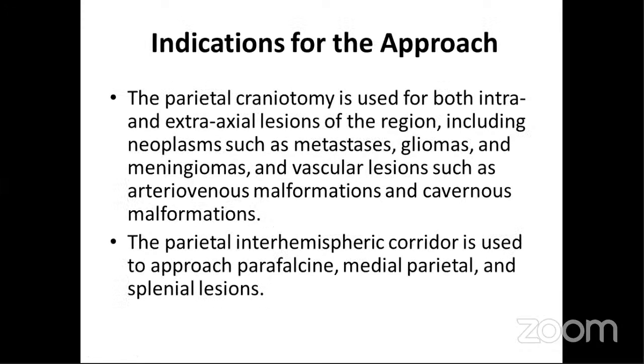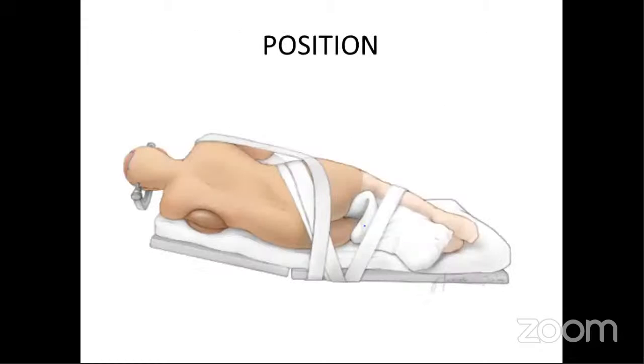So indication, as you all know, is any extra-axial and intra-axial lesion, most commonly neoplasms like meningioma, parasagittal meningioma, falcine meningioma, gliomas and metastasis, or any arteriovenous malformation or cavernous malformation. The parietal interhemispheric corridor is basically used to approach the parafalcine, medial parietal, and the splenial regions.